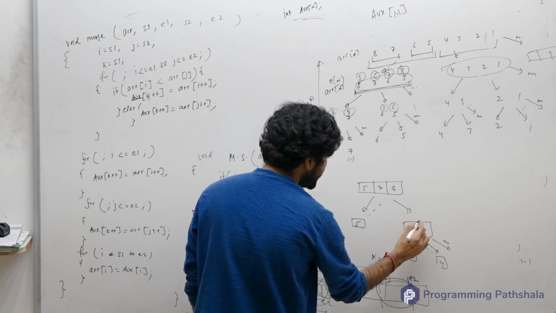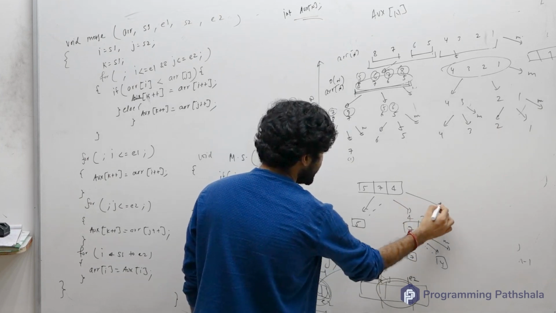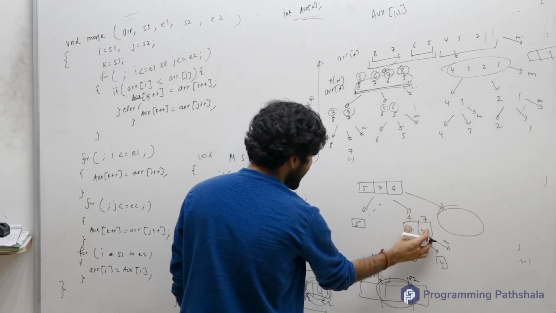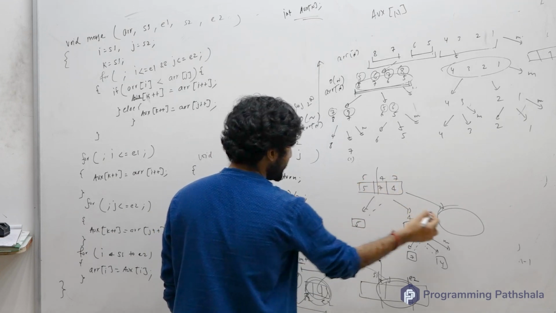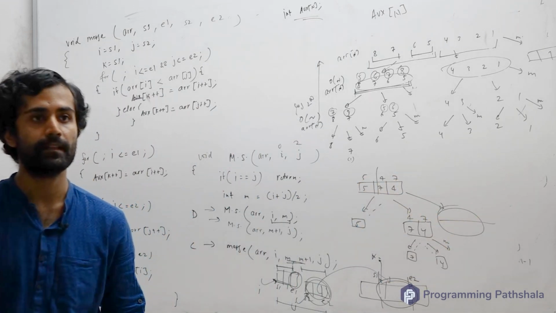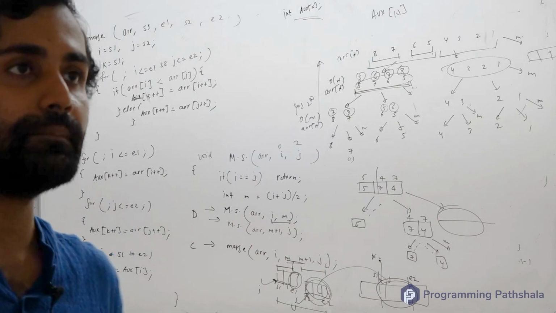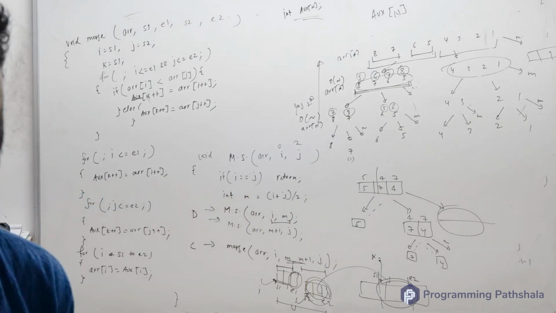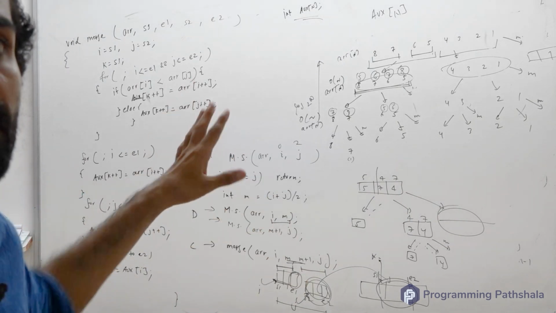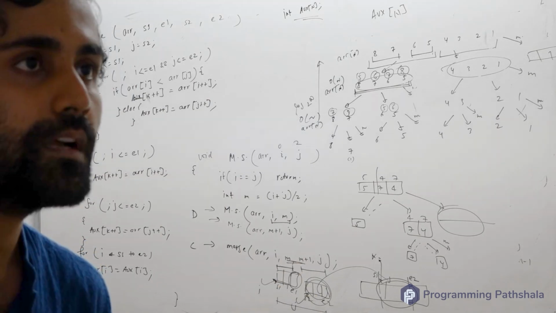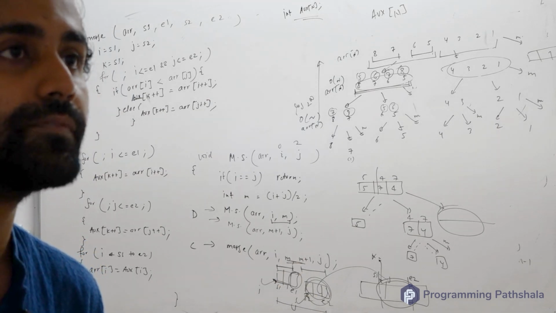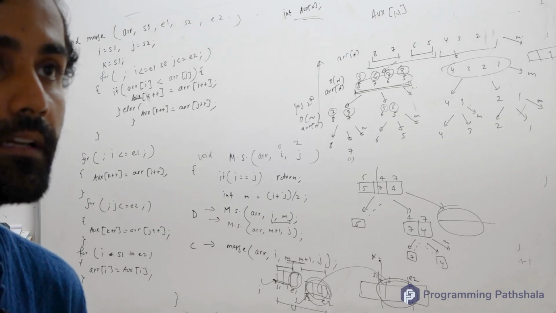Merge would have converted this to 4, 7, and then whatever it has, this as sorted, it has this also as sorted, so it can do its job. So unequal division would happen, but that would not hamper the correctness of your algorithm. That would not hamper the runtime of your algorithm.